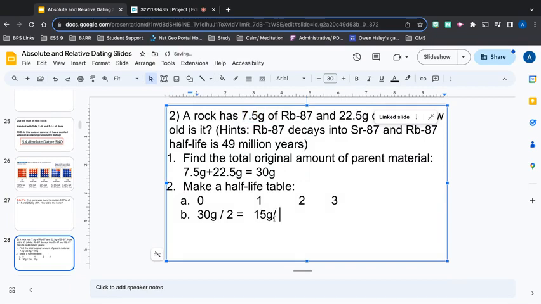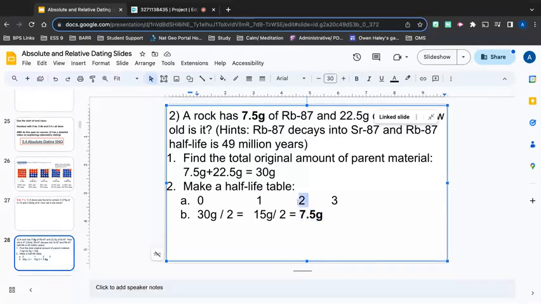So we're going to do that again. Divide in 2. And here we go. We get to 7.5. And that was the amount that we were looking for. Okay. That's what we found in the fossil or rock. That's how many half-lives it took to get down to that point.